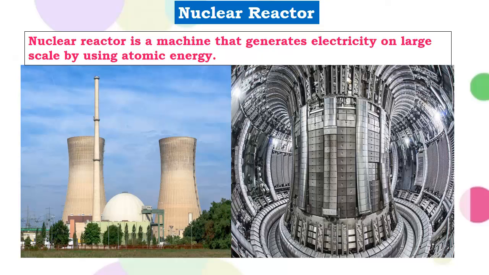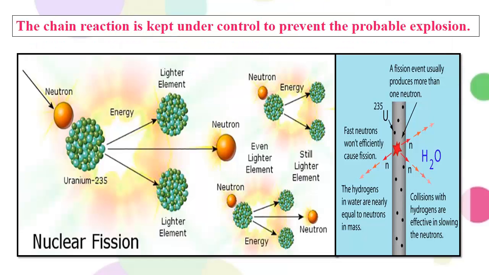Now coming to the nuclear reactor. What is a nuclear reactor? A nuclear reactor is a machine that generates electricity on a large scale by using atomic energy. You can see here, in Mumbai we have the Bhabha Atomic Research Centre, from the outer side and from the inner side, this is the structure. Now what happens in the reactor?